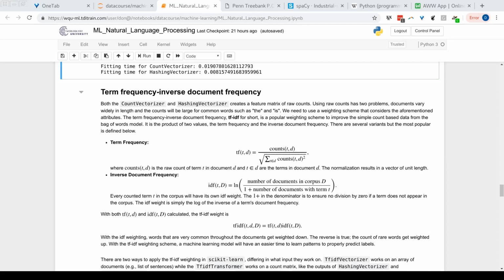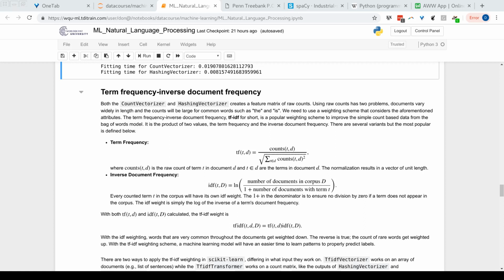So both our count vectorizer and our hashing vectorizer are going to generate raw counts. The raw counts of all the terms, all the words in our documents, across all our documents. Now let's consider using raw counts. Do you think using raw counts is a good thing? It's some way we can generate a feature matrix for a machine learning model to use.